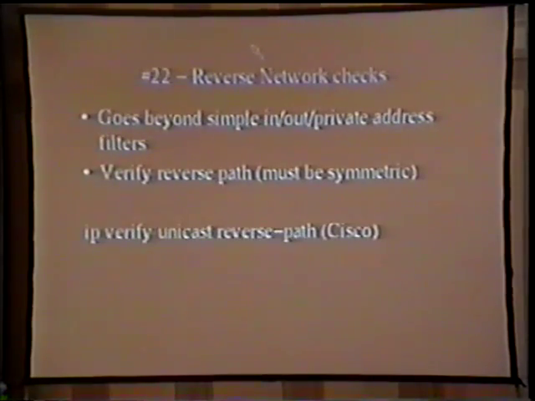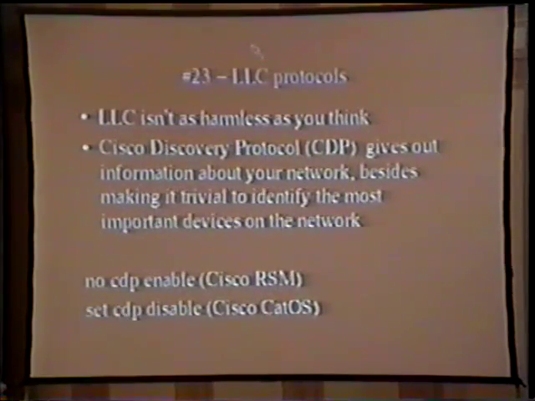Now this is going beyond the simple access list of blocking specific network ranges and so on. This actually determines at the time the packet arrives whether or not it was supposed to come from that port. So it's the verify unicast reverse path. Now this is only on Cisco. I don't have a corresponding command for Foundry.